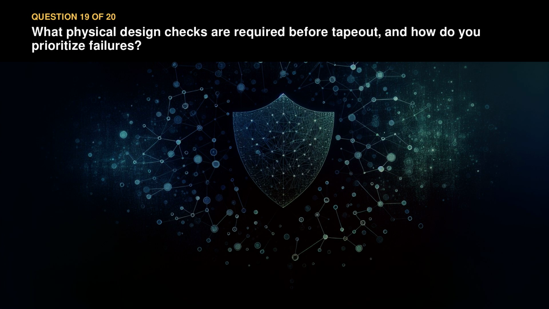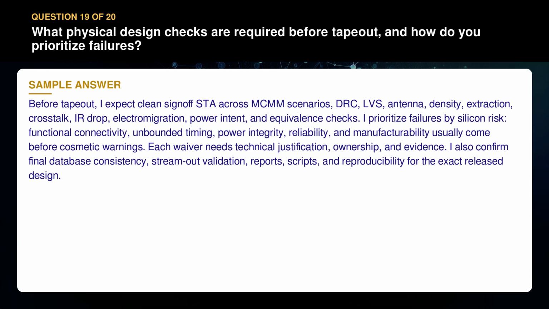Question 19. What physical design checks are required before tapeout, and how do you prioritize failures? Before tapeout, I expect clean signoff STA across MCMM scenarios, DRC, LVS, antenna, density, extraction, crosstalk, IR drop, electromigration, power intent, and equivalence checks. I prioritize failures by silicon risk: functional connectivity, unbounded timing, power integrity, reliability, and manufacturability usually come before cosmetic warnings. Each waiver needs technical justification, ownership, and evidence.